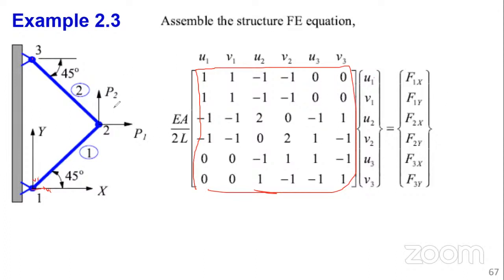P1 is F1 in the direction X. No, sorry, there is F2. This is node 2. F2 in direction X. P2 is equal to F2 in direction Y. So substitute those known values in this equation.